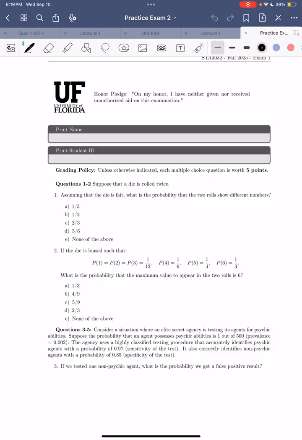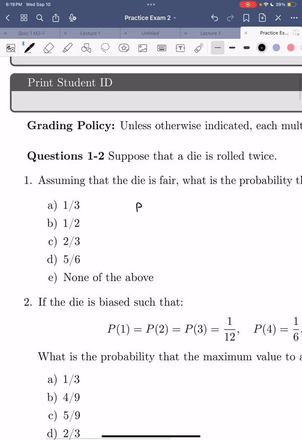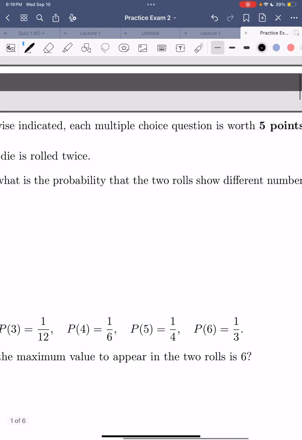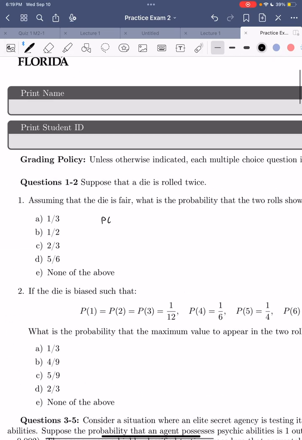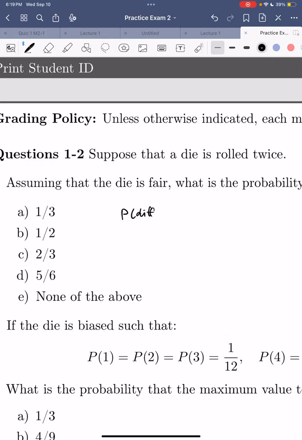For the first question, a die is rolled twice, and assuming the die is fair, what is the probability that the two rolls show different numbers? Given the two rolls, we're looking for the probability that each roll has a different number. This is the same as 1 minus the probability that they have the same number.